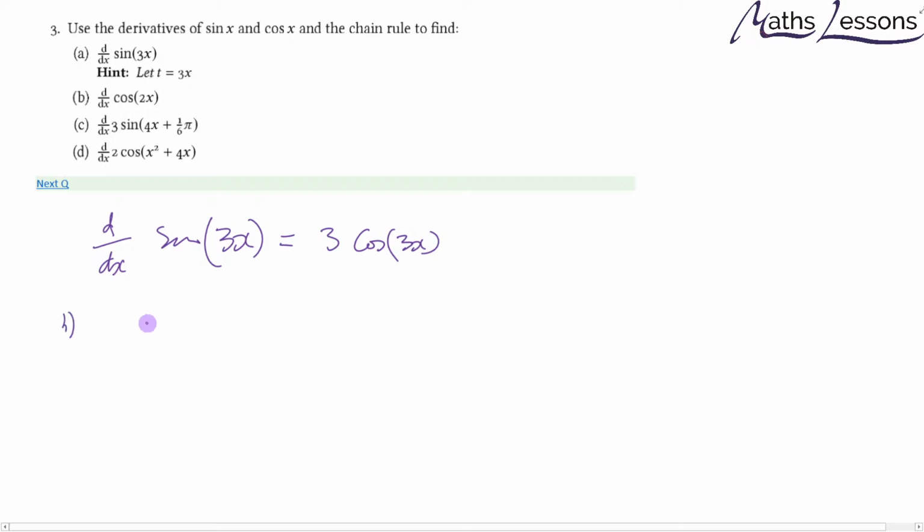Part B, d dx of cos of 2x will be roughly the same. Cos goes to minus sine. Differentiate the 2x to get minus 2 sine 2x.